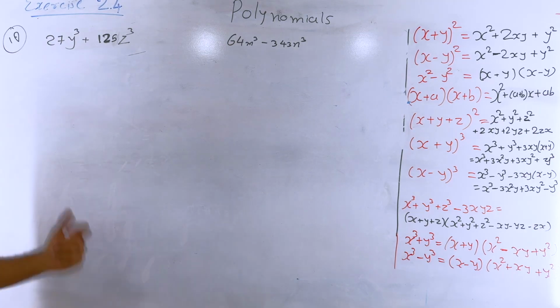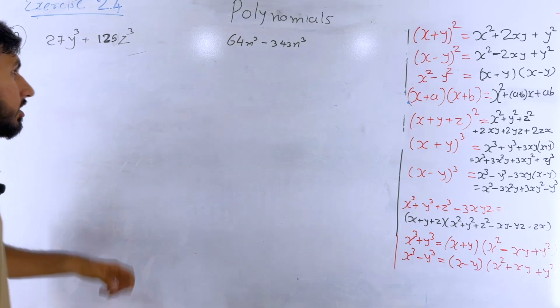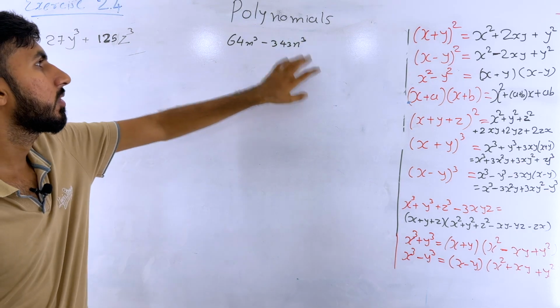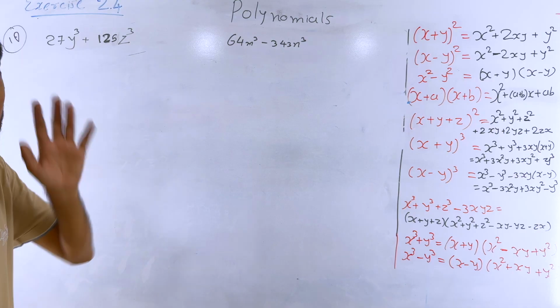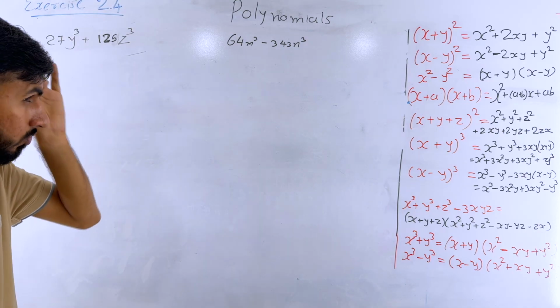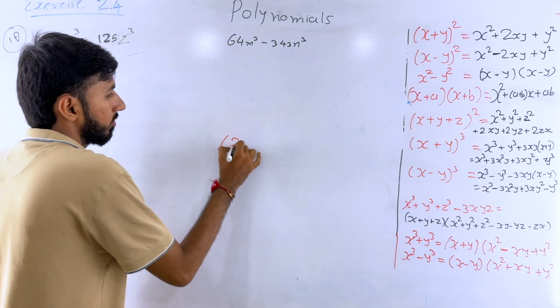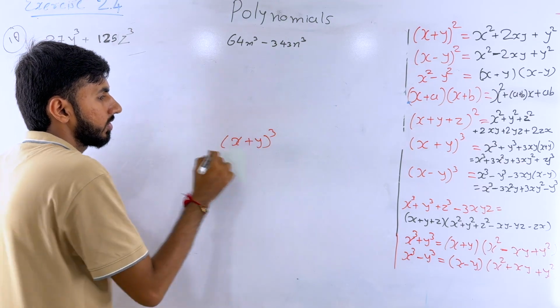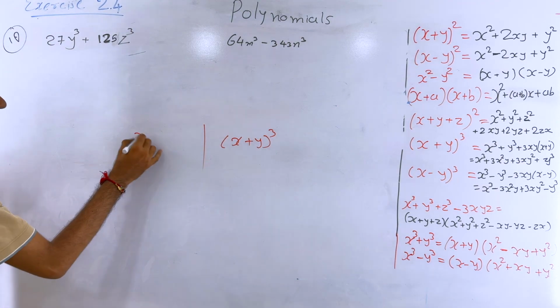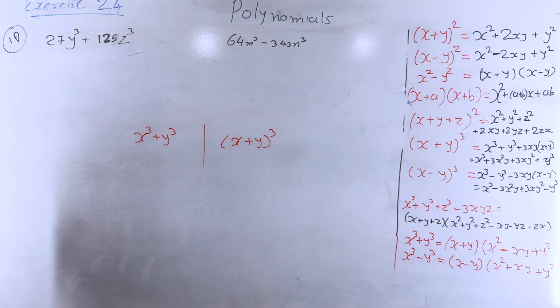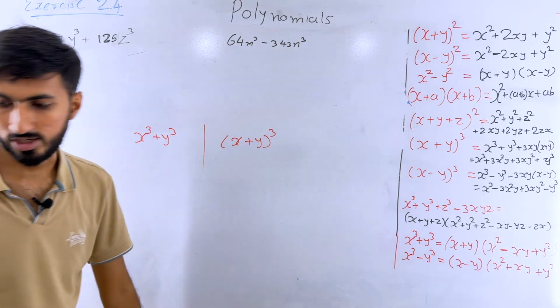Now this is your question number 10. In this question you have to factorize 27y cube plus 125z cube. Second question is 64m cube minus 343n cube. Now if you look at the question and the identities that we have learned, this identity is of type (x plus y) whole cube, but these questions are of type x cube plus y cube. So these are different, so I cannot use this identity directly.